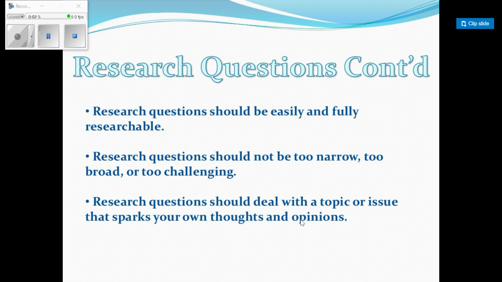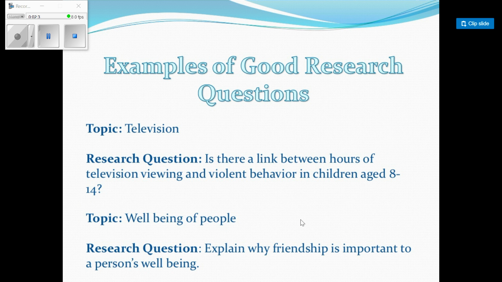One more thing: research questions should deal with a topic or issue that sparks your own thoughts and opinions. It's something that you're passionate about or something that you are interested in. It's a lot more fun to research something that you're curious about than something that your teacher told you to research. Let's look at some examples.